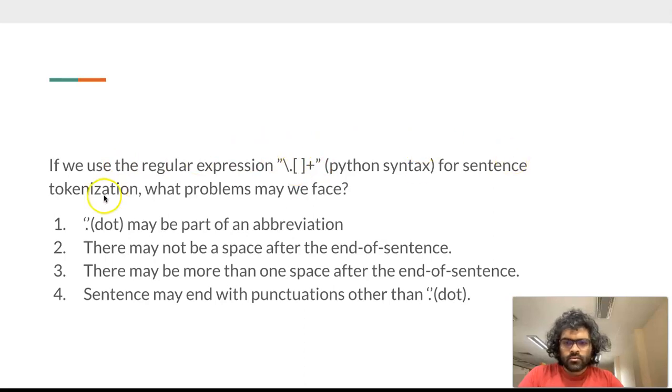There are 4 options. First, the dot may be a part of an abbreviation. Second, there may not be a space after the end of the sentence. Third, there may be more than one space after the end of the sentence, and the last one is that a sentence may end with a punctuation other than dot. There may be multiple correct answers. Please tell me what the correct choices are for this.